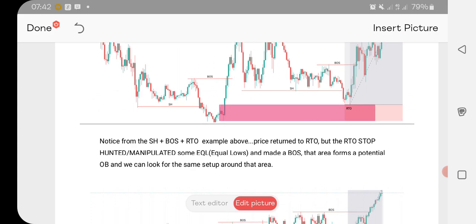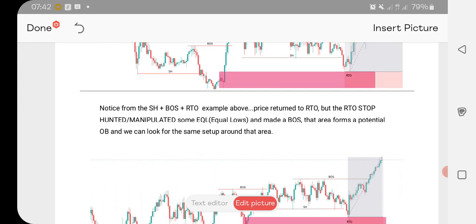Notice from the stop loss hunt plus break of structure plus return to an order block example above, price returned to an order block, but RTO stop hunted, manipulated some equal lows, and made a break of structure, and that area forms a potential order block, and we look for the same setup around the area. You can see that you have to check first. Is there a stop loss hunt? Yes. Is there a break of structure? Yes. And then we have to draw our order block and wait for the return to an order block, the RTO.